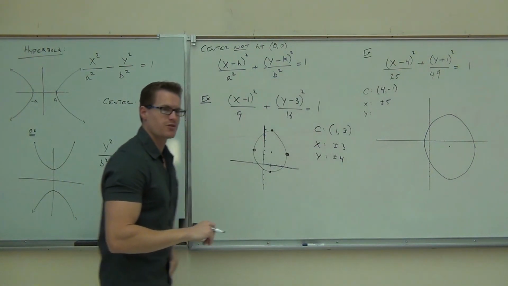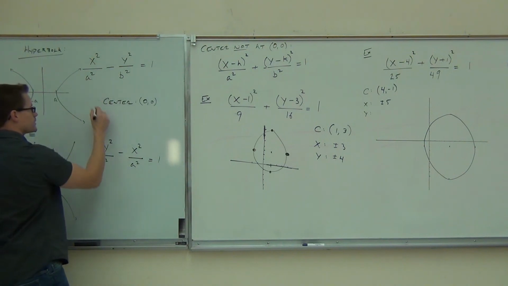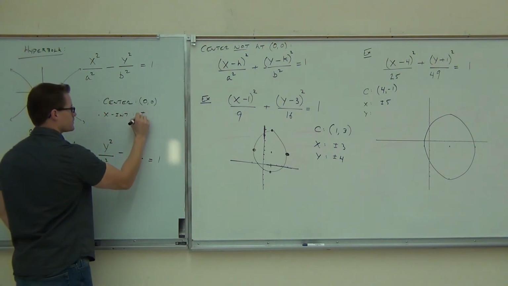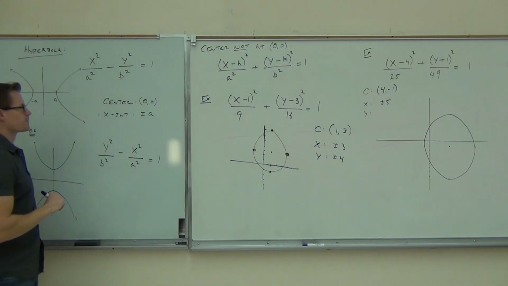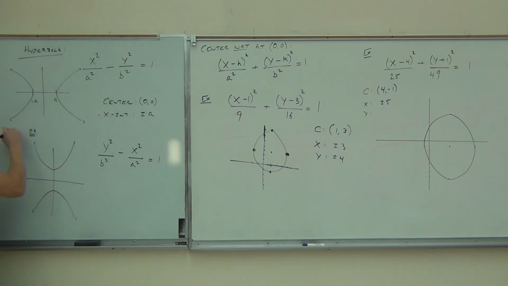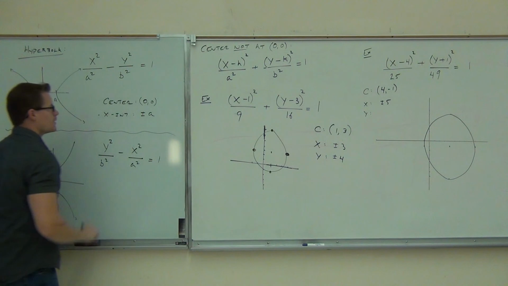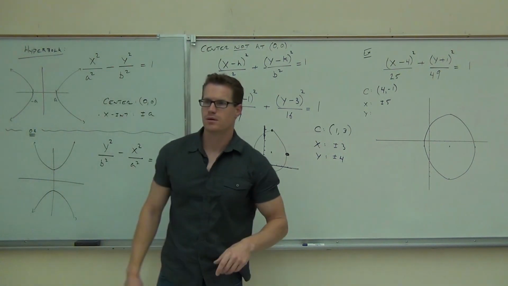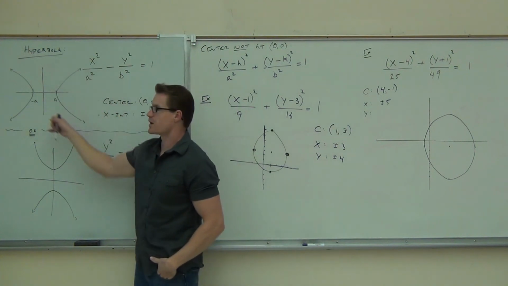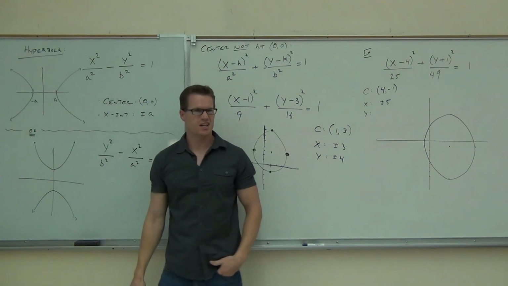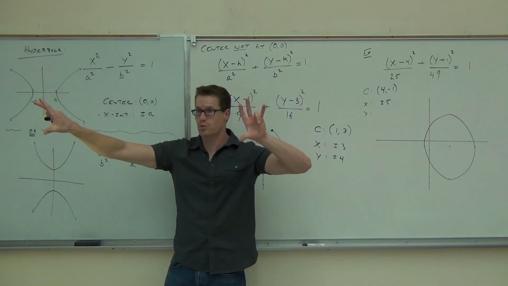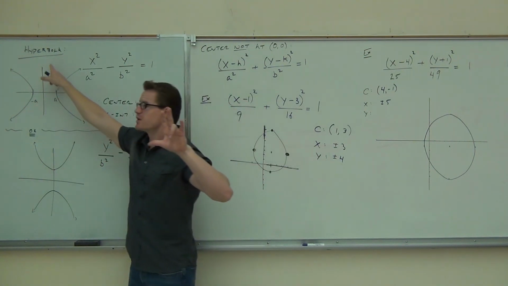The x-intercepts are given by plus or minus a for this one. Are there any y-intercepts in this graph? No. Are there any y-intercepts in this graph? That's interesting, isn't it? It says x squared comes first, we're spinning on x direction, there will be x-intercepts, but there's not going to be any y-intercepts.